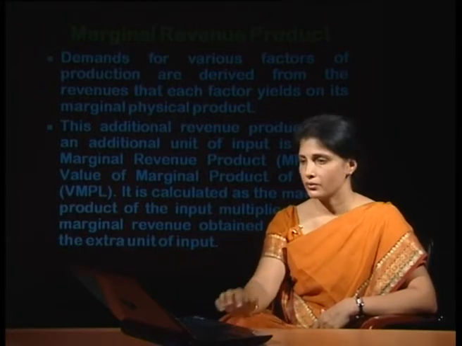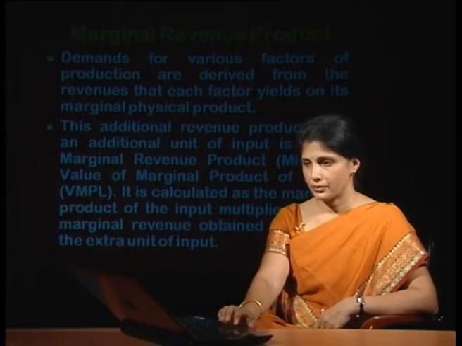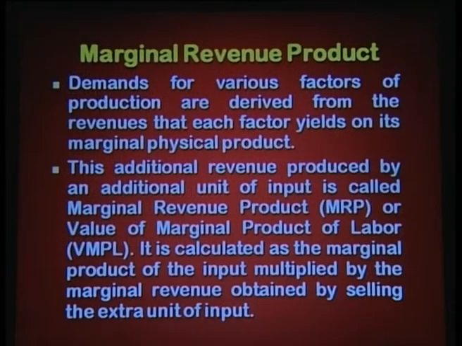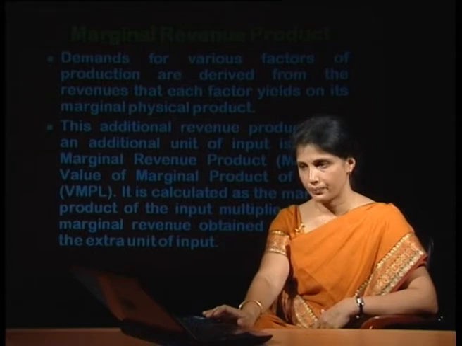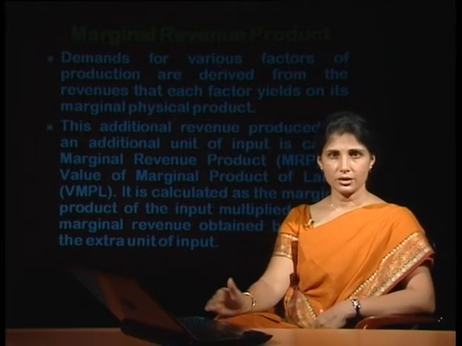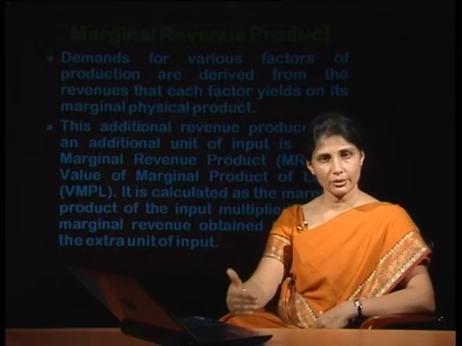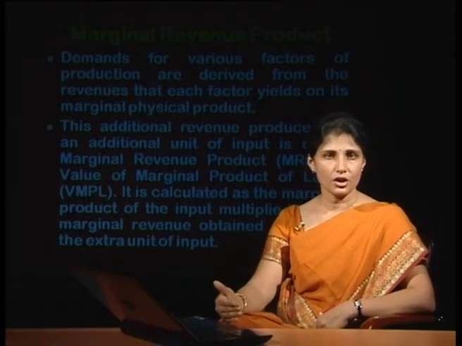Now, marginal revenue product. Demands for various factors of production are derived from the revenues that each factor yields on its marginal physical product. This additional revenue produced by an additional unit of input is called marginal revenue product, or value of marginal product of labor. It is calculated as the marginal product of the input multiplied by the marginal revenue obtained by selling the extra unit of output. So, after talking about marginal product, the next important concept for the determination of wage is marginal revenue product.